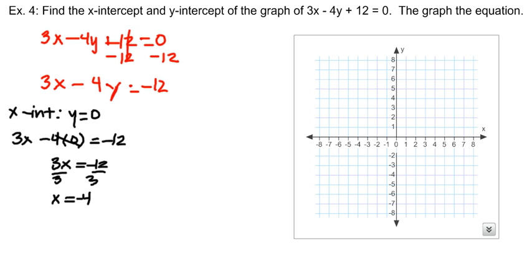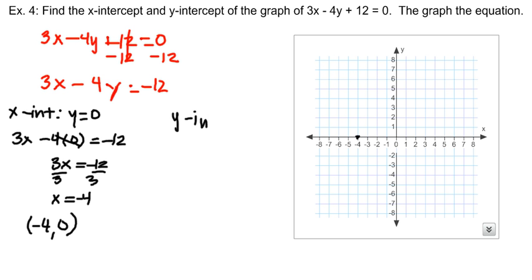Now, why does plugging 0 in for y work? Well, if you think about it, if I want to find the point where I'm crossing the x-axis, the y value's got to be 0. And so that's why we're plugging in 0 for y. So my x-intercept is at the point negative 4, 0. Over here on the graph, it's right there. Okay, now let's do the same thing, but for the y-intercept.